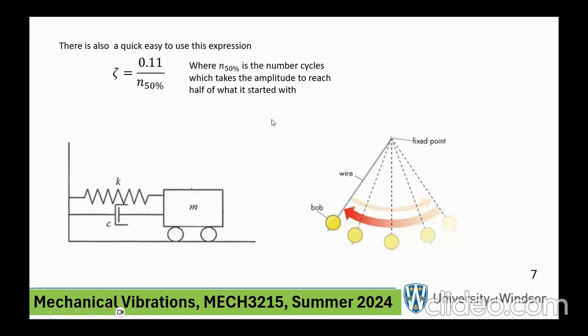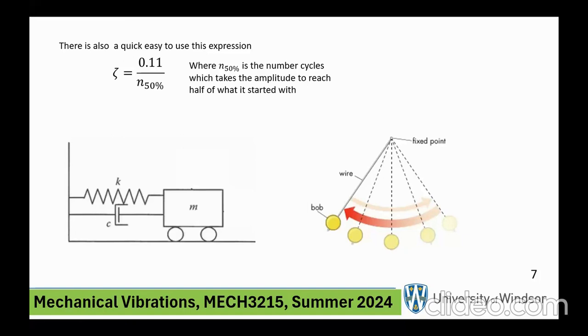In the case of a pendulum, same thing. Move this ball and let it go. If you displace it just hypothetically by 20 degrees and let it go, find out how many complete cycles it took for that 20 degrees to reach 10 degrees, half of it, and just plug it in there. This is a very useful rule of thumb that one can use also.